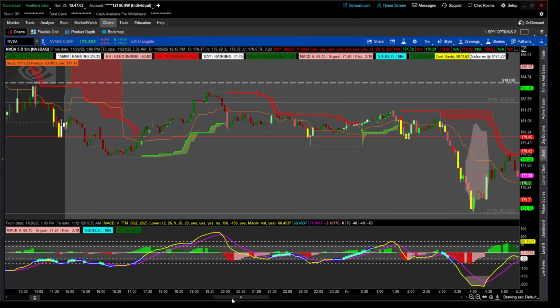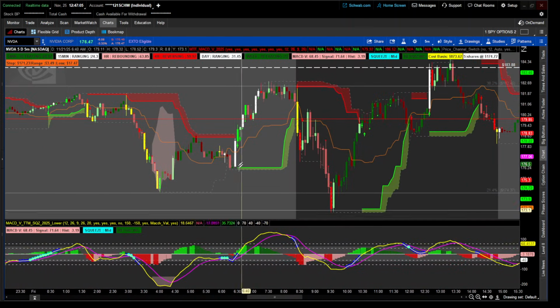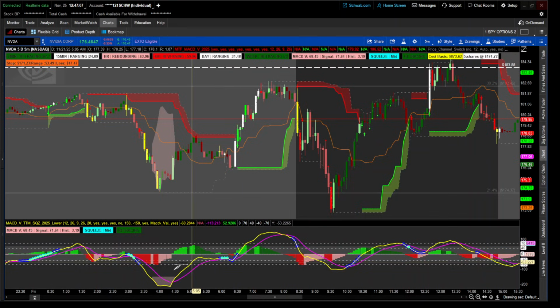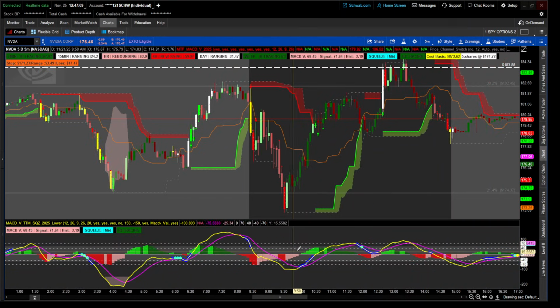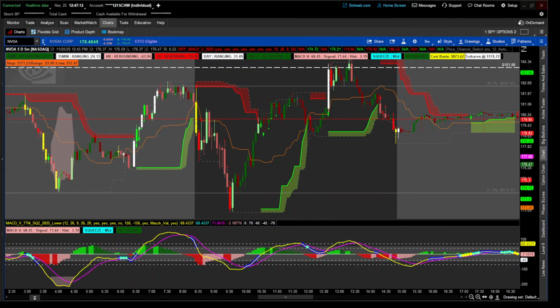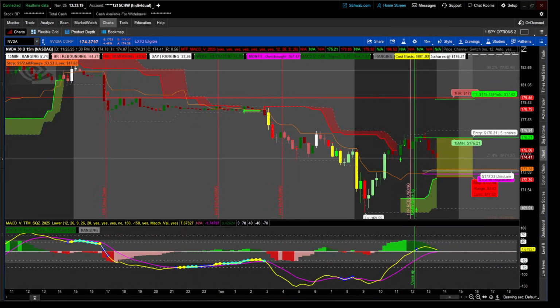And let's see, let me push this over. Same situation over here, became oversold. Same corresponding with the MACD, and you can see Nvidia rebounded, but let's go look at the scanner.